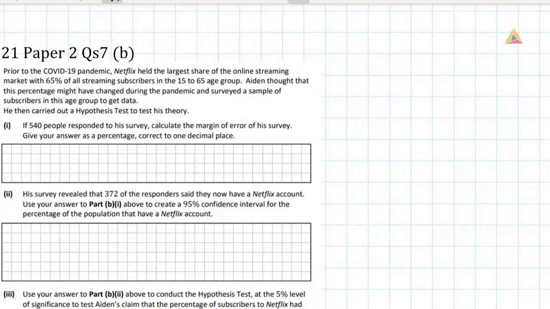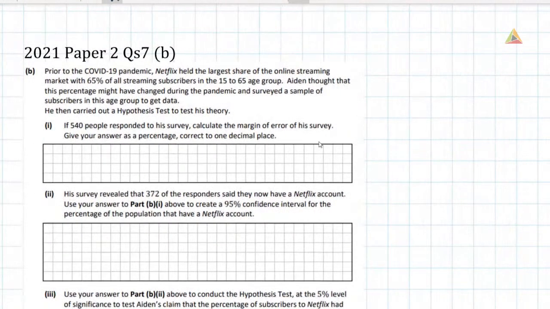So when we look at this question, it starts with, prior to the COVID-19 pandemic, Netflix held the largest share of the online streaming market with 65% of all streaming subscribers in the 15 to 65 age group. Aidan thought that this percentage might have changed during the pandemic and surveyed a sample of subscribers in this age group to get data. He then carried out a hypothesis test to test his theory.